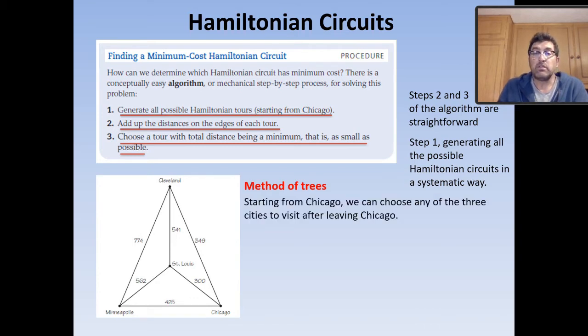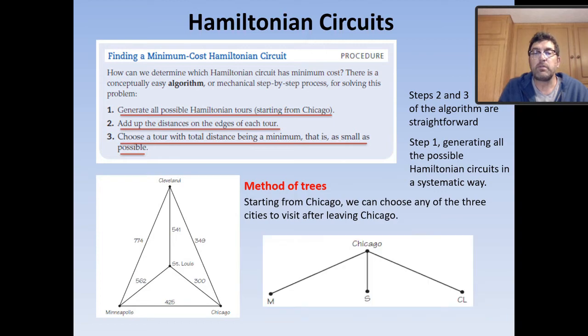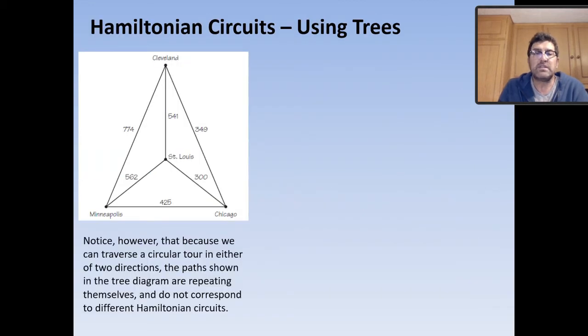Starting from Chicago, we can choose any of the 3 cities to visit after leaving Chicago. So an example would be, starting in Chicago, you can go to Minneapolis, you can go to St. Louis, or you can go to Cleveland. So let us now see how that works. Notice that because we can traverse a circular tour in either of two directions, the paths shown in the tree diagram are repeating themselves and do not correspond to different Hamiltonian circuits. Now we'll see what that means just now.